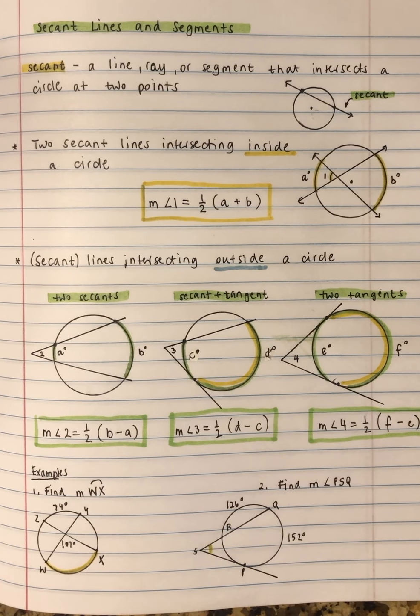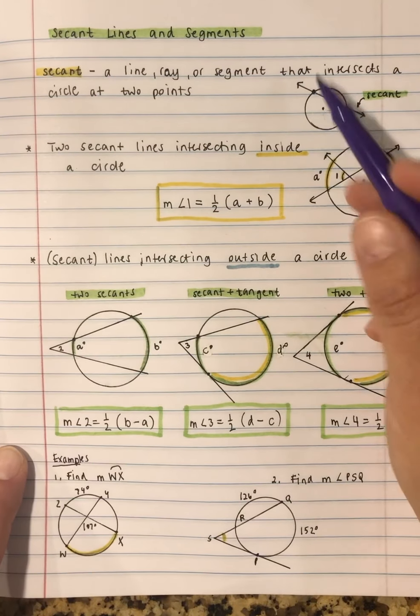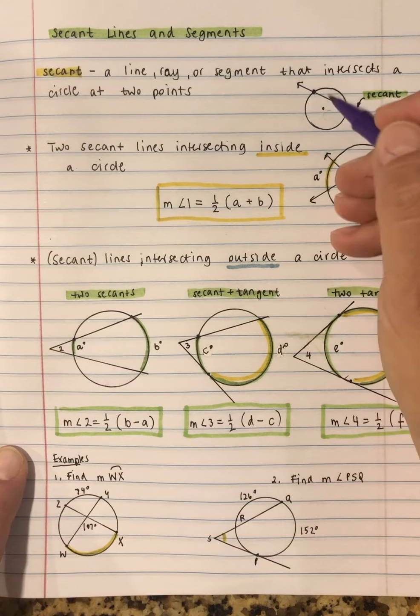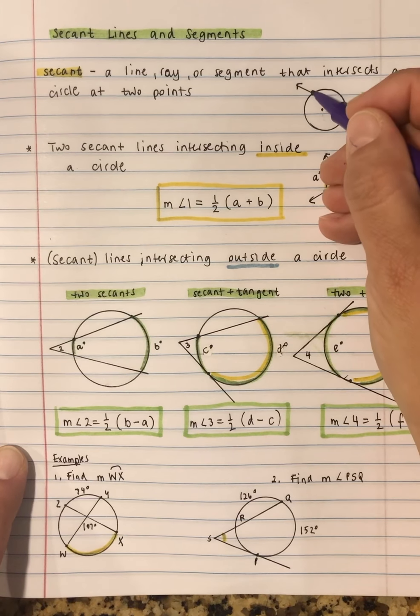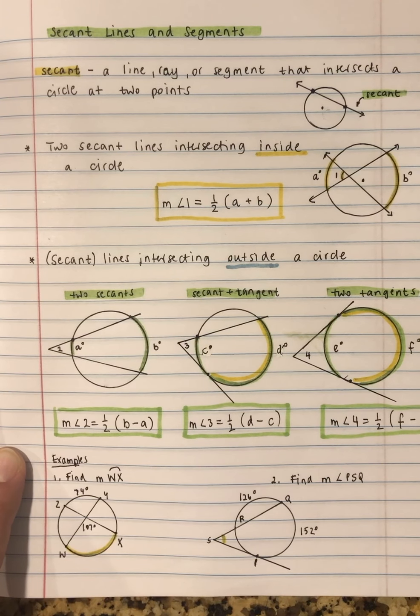Hi guys, so today we're going to be talking about secant lines. A secant line is a line like this one that intersects a circle at 2 points. When two or more secant lines intersect, there are always some angles being formed, and we are going to be looking at two different cases.